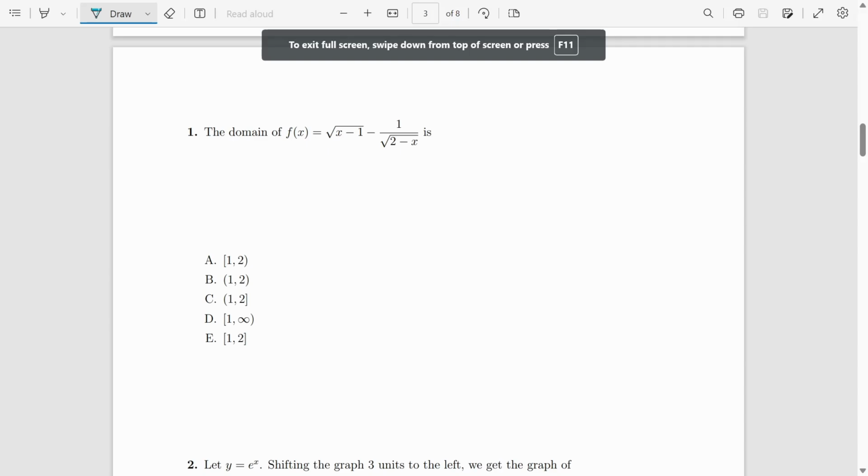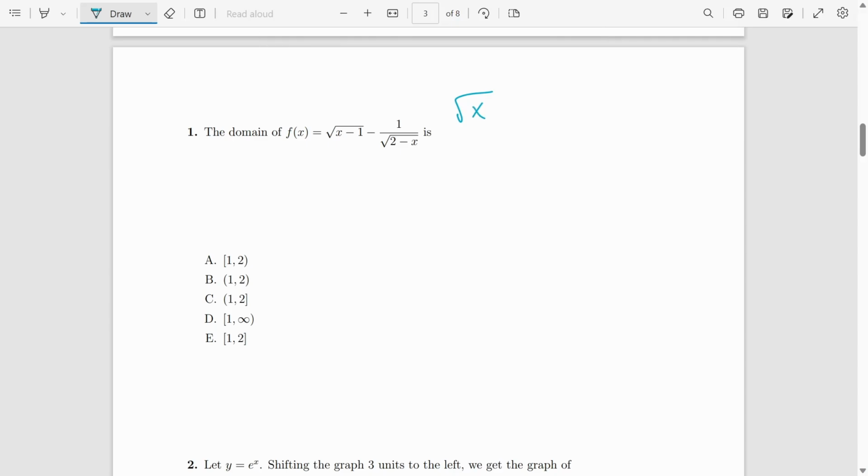So, with domain problems, you're just looking for the values of x that don't end up making the function undefined. So, with like a square root of x, you know that x cannot be negative. You can't take a square root of a negative number, or else you get something imaginary. So, like, with an i, and we don't want those yet. So, things like that end up causing restrictions on our domain.